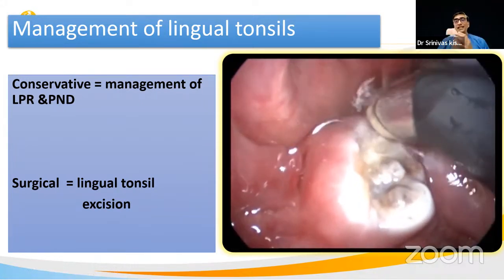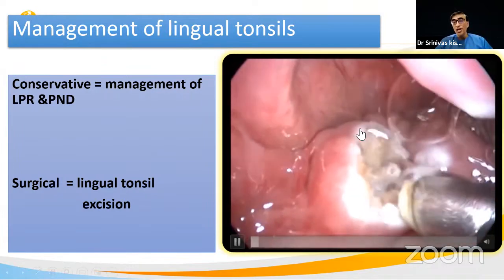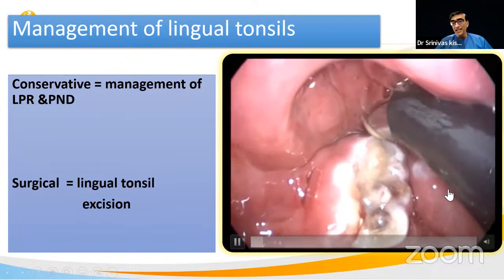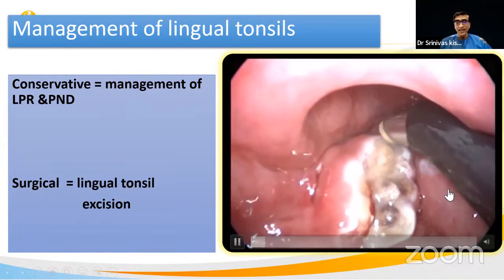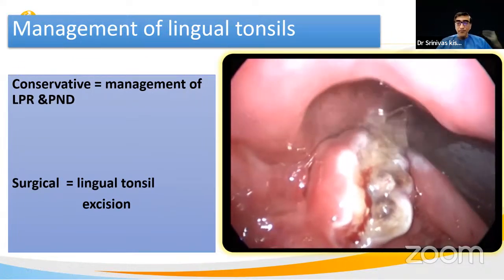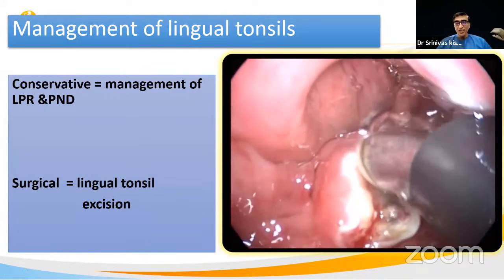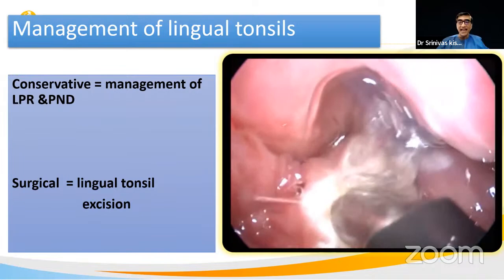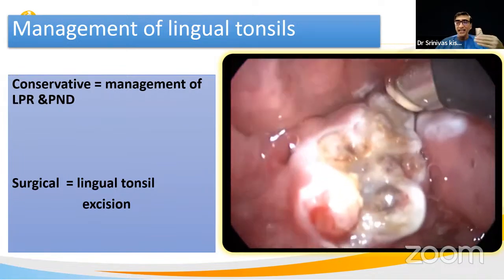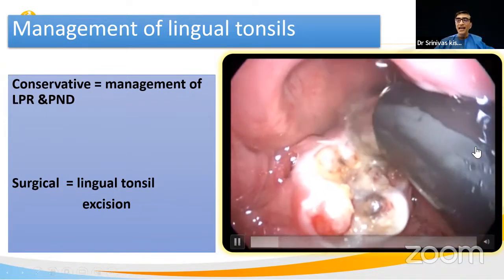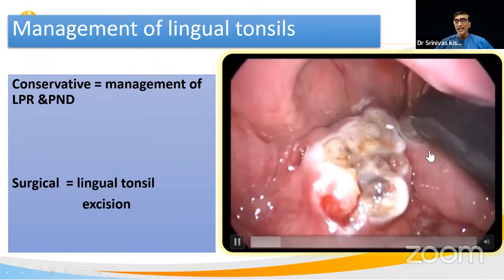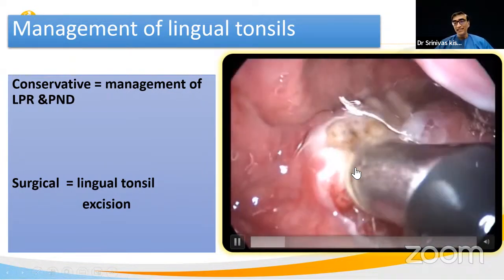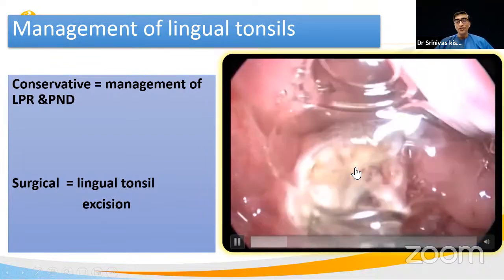Now, you can do it in many ways. You can see how huge this lingual tonsil is. You have one blob here and one blob here. Now you can do it in two ways, and I will show you both the techniques. This is me standing on the side with the tongue yanked out. This is the uvula there, and this is the huge tongue base here. And you can use it.